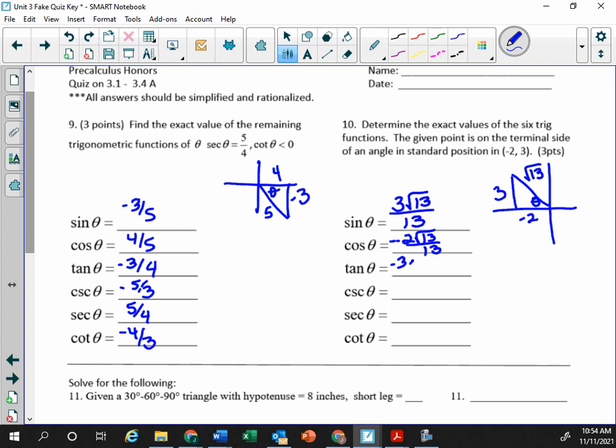Tangent is negative 3/2. Now, guys, when you go to do cosecant, don't take your rationalized sine and then flip it, because that's going to just make way more work for you. I know it's the reciprocal of sine, so instead of opposite over hypotenuse, just put hypotenuse over opposite, and it's just root 13 over 3. There's no work you have to do on that, okay? And then this would be negative root 13 over 2, and your last one is negative 2/3.